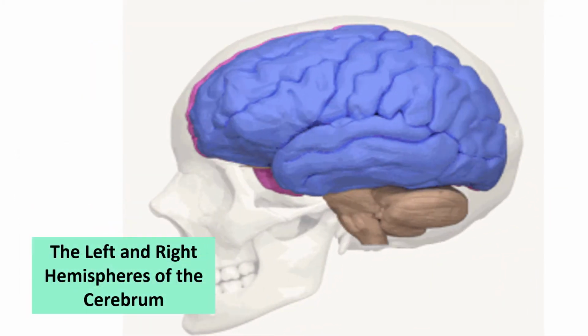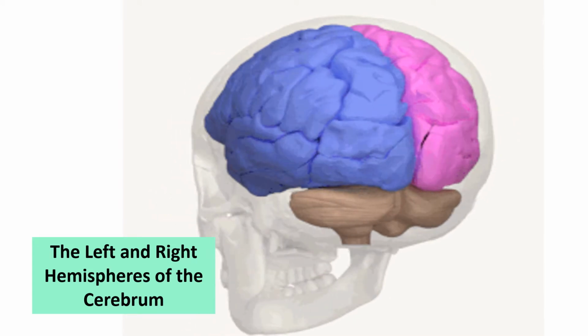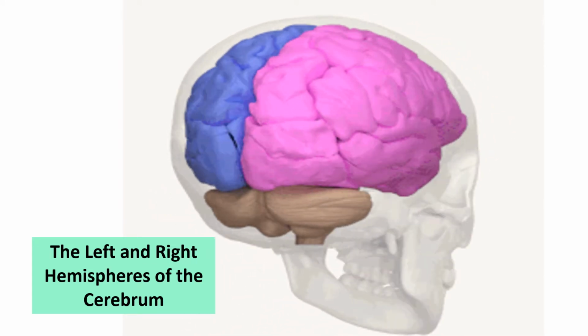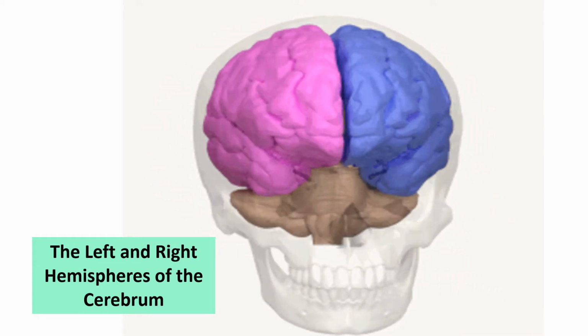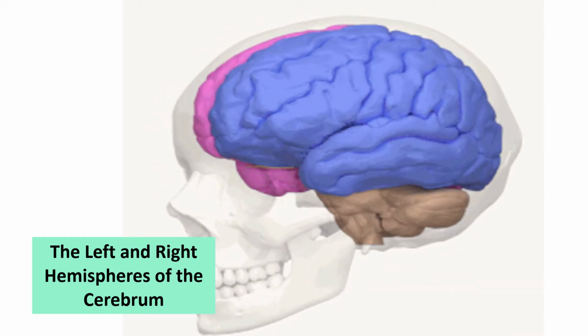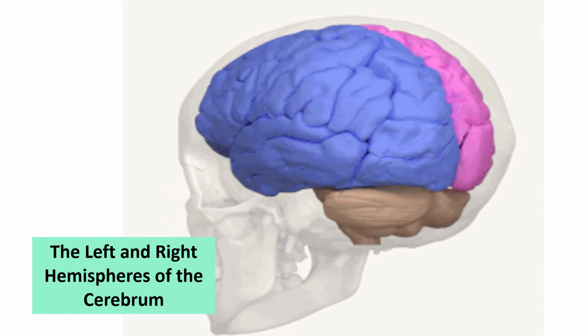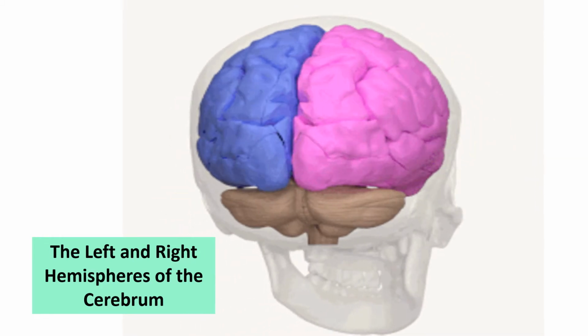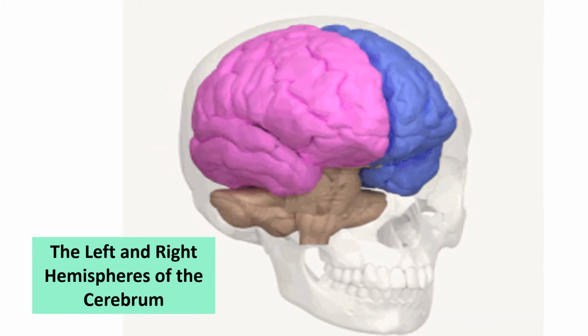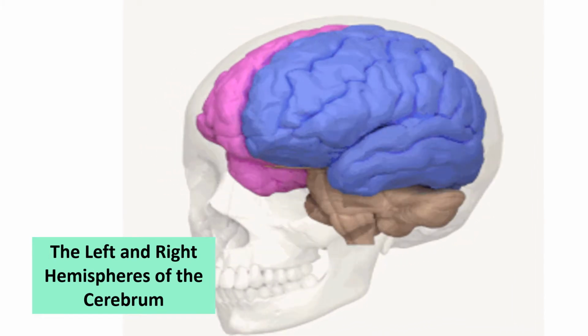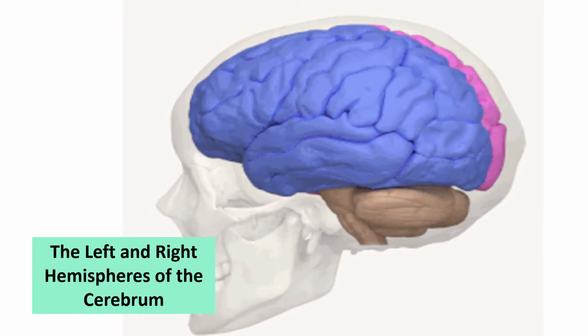The cerebrum is divided from front to back by what is called the longitudinal fissure, a groove from front to back that divides the cerebrum into a left side and a right side that are called hemispheres. So you have a left hemisphere and a right hemisphere. The lobes of the brain are different parts or areas of the hemispheres.